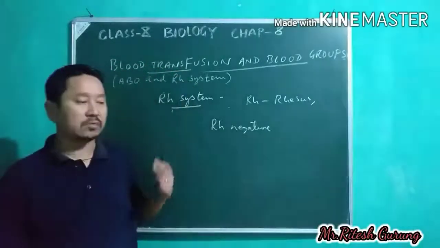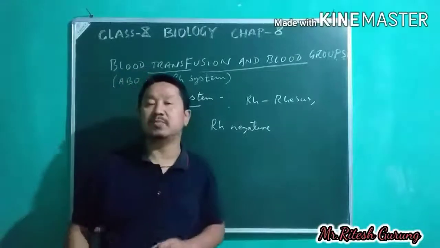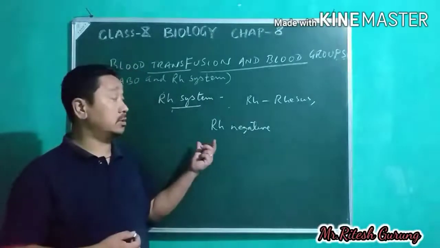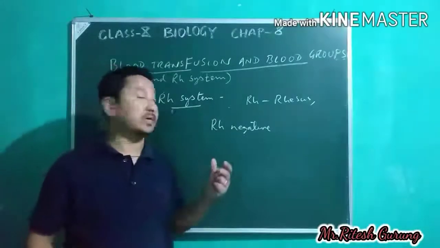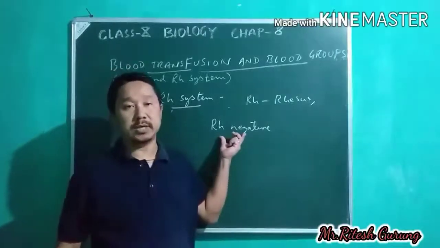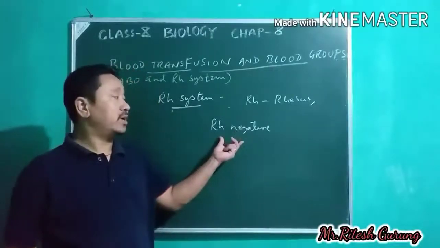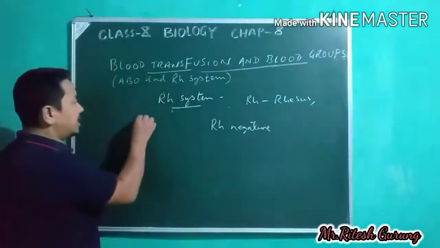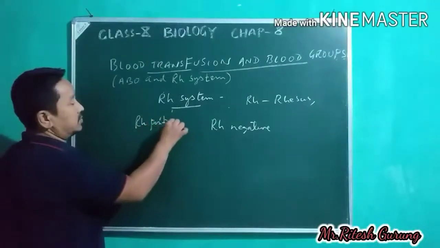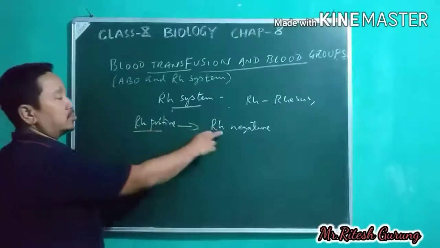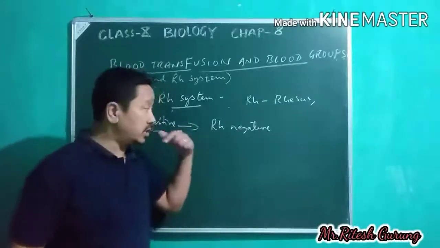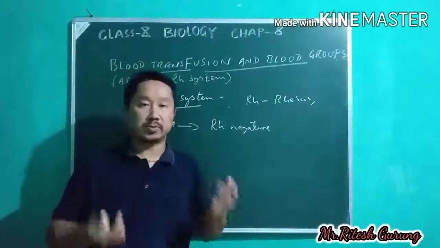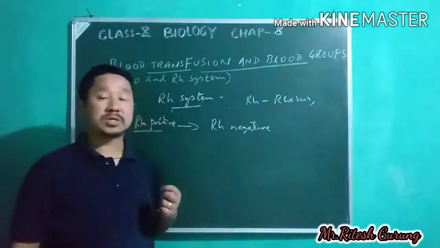Now, during the time of blood transfusion, suppose blood is given to a person who is Rh negative. Suppose blood is being given to the person who is Rh negative by a person who is Rh positive. So in the first blood transfusion, it will be okay. There is no problem. The normal blood transfusion will be there.